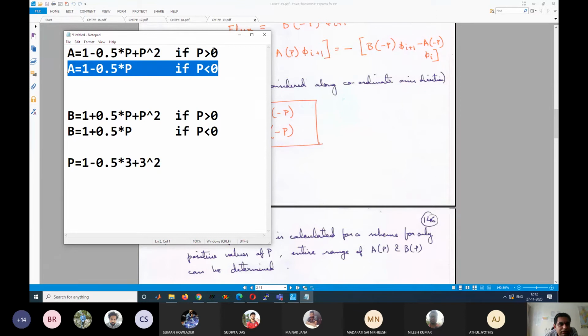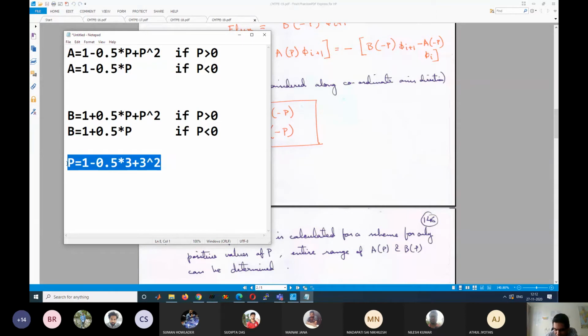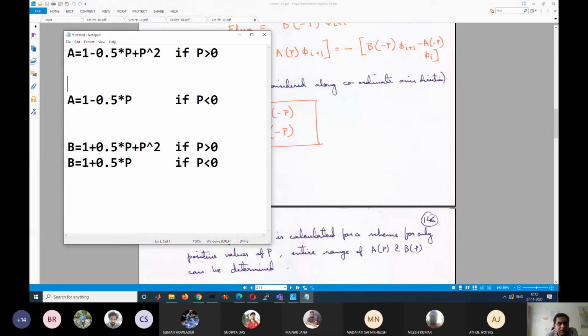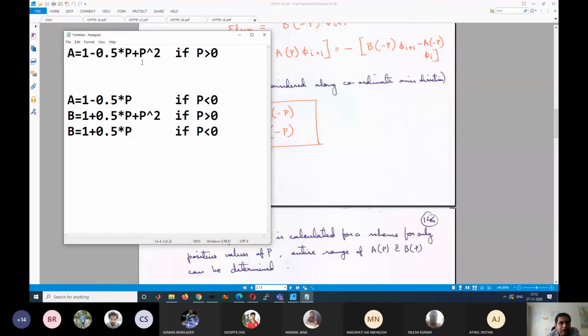Replace 3 by minus 3, no, then so. Yes, just forget this, okay? Just take the general case. So I have the first equation. Nothing else is known to me. And this equation is valid only for P greater than 0.